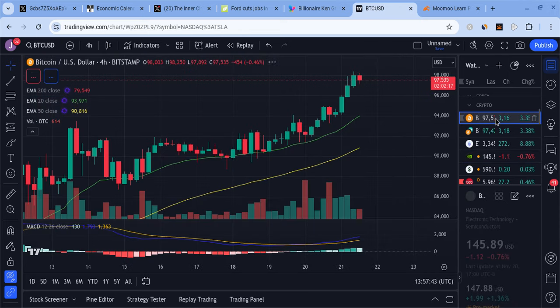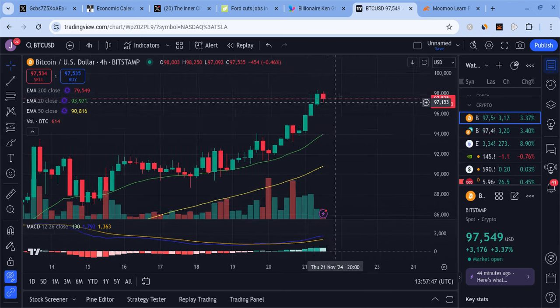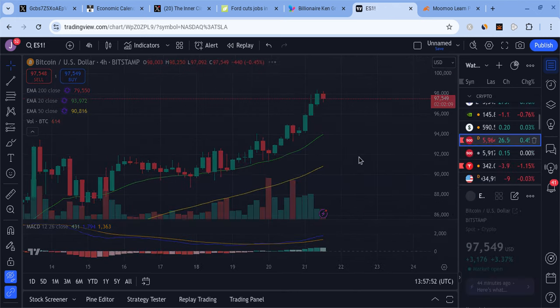Bitcoin is also on fire. We're approaching that 98,000 target, and I think we're essentially going to try to go for that 100,000 mark soon. So it remains very, very bullish to me.